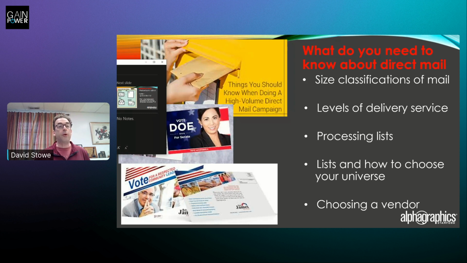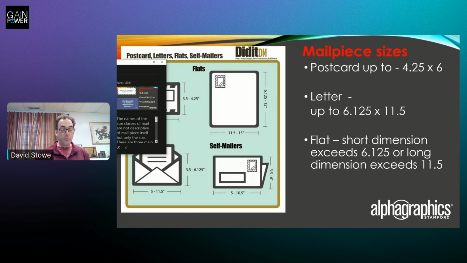So what do you need to know about direct mail? There's a couple of considerations. One is the size classifications. Another is how to process lists. How do you choose your lists? And then again, choosing a vendor specific to mail. So when it comes to mail pieces, there are 3 general sizes that you need to be aware of. All of these, when I use these words, they're not descriptive of the type of mail it is, it's just of the size. So there are 3 main sizes, which are a postcard, a letter, and a flat.